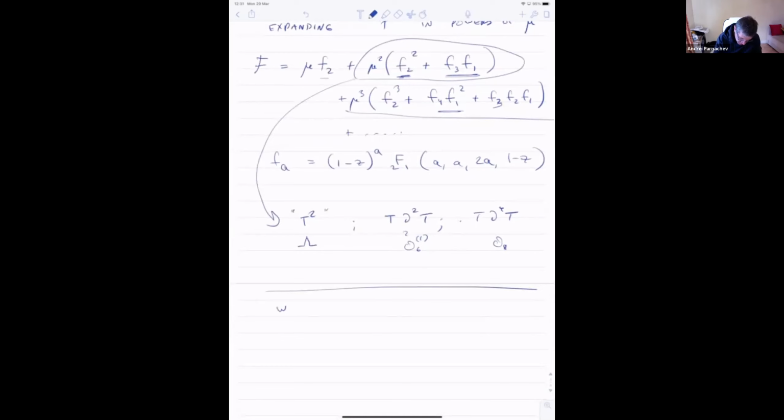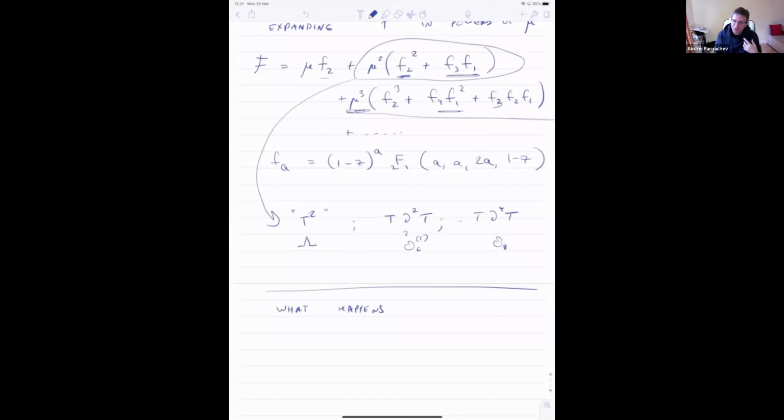Sorry, I missed something here, Andrei. I thought that lambda would involve mu squared and that lambda was a very particular operator. Yes, lambda is a particular operator in the sense that it has dimension 4. So then at dimension 6, there were two such primaries? At dimension 6, there are two operators, but one of them has three T's and the other has two T's. The one that has three T's contributes to order mu cubed. The one that has two T's contributes to order mu squared.